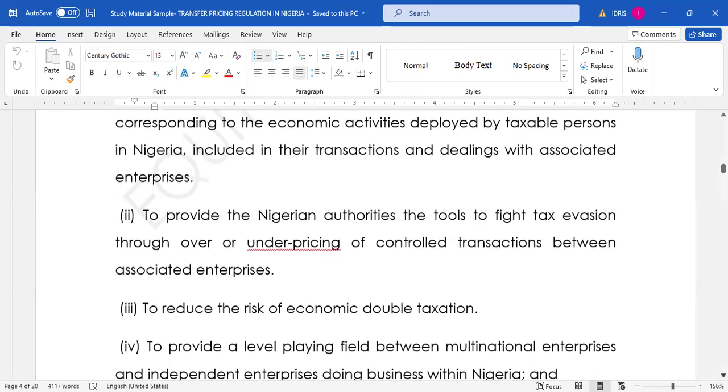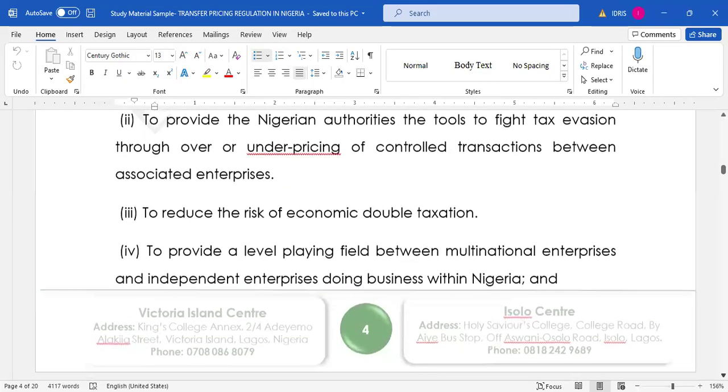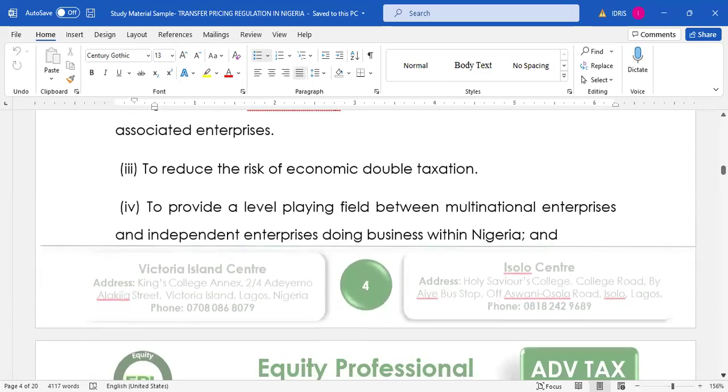Another one, to reduce the risk of double taxation. Another objective of transfer pricing regulation is to provide a level playing field between multinational enterprise and independent enterprise doing business in Nigeria. That means to ensure that there is no biased treatment to any of the multinational company. All the multinational companies, we are treating them equally.